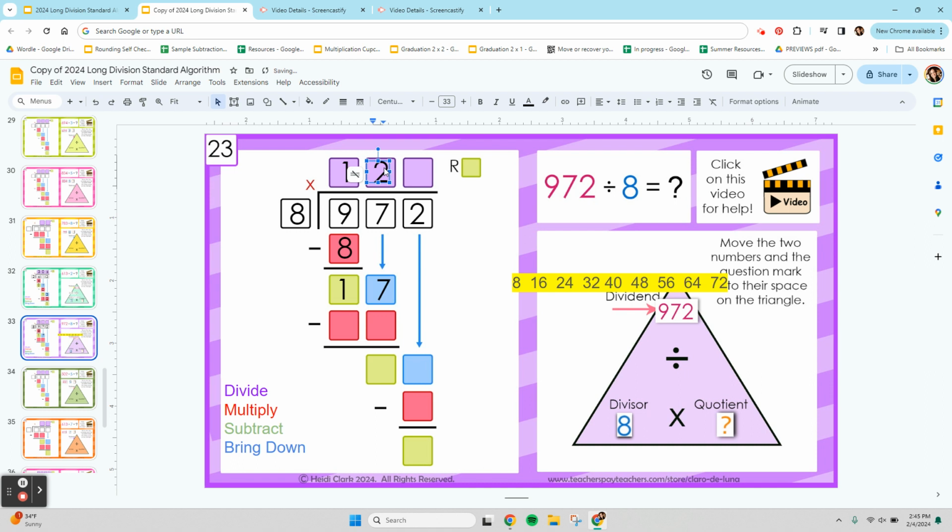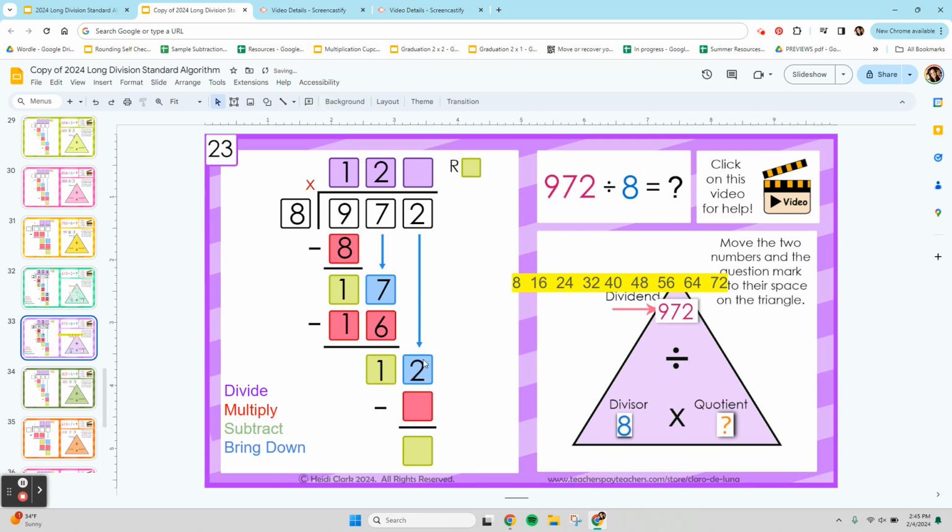What's the next step? If you said multiply, that is correct. 2 times 8 is 16, which makes sense because that's what we just said, is that you could get to 16. Subtract and bring down your 12.